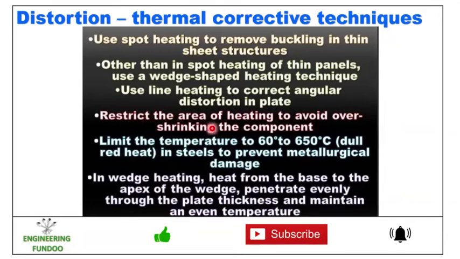Restrict the area of heating to avoid over shrinking of the component. Limit the temperature to 600 to 650 degrees centigrade in steel to prevent metallurgical damage. In wedge heating, heat from the base to the apex of the wedge, penetrate evenly through the plate thickness and maintain even temperatures. These are a few tactics or points which you can keep in mind while doing such kind of techniques.